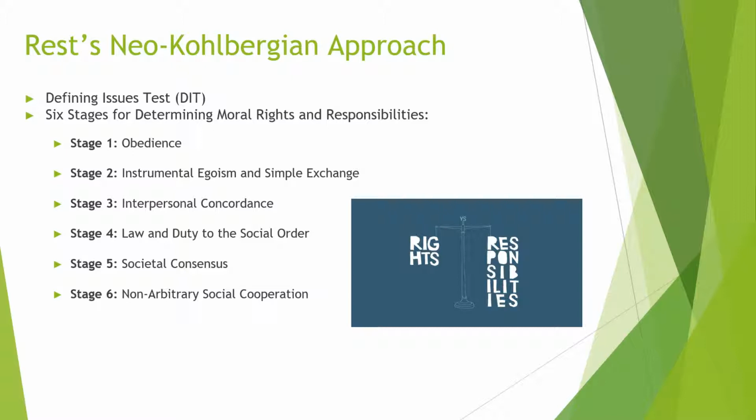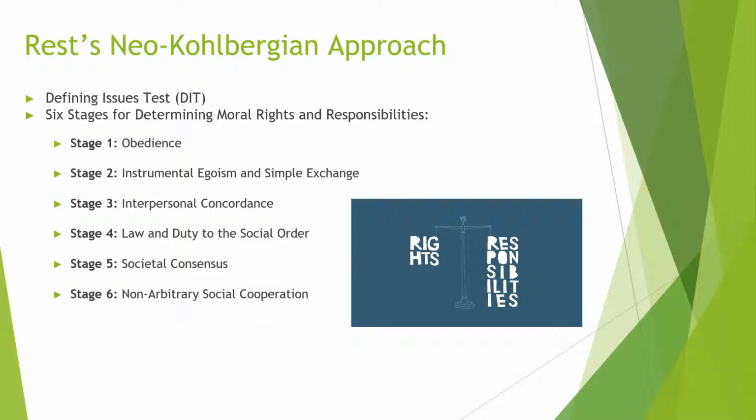The first stage is obedience. The second stage is instrumental egoism and simple exchange. Stage 3 is interpersonal concordance. Stage 4, law and duty to the social order. Stage 5, societal consensus. And lastly, Stage 6, non-arbitrary social cooperation.